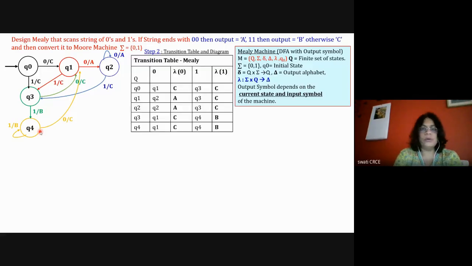Now you draw the table. So Q0 with 0 is Q1, output is C. Like this, you write down and create the table. Q0 with 1 is Q3, and the output is C. Then Q1 with 0 is Q2, output is A.